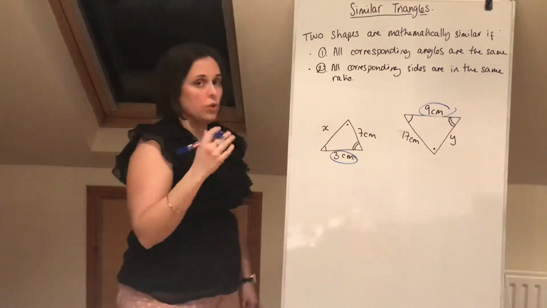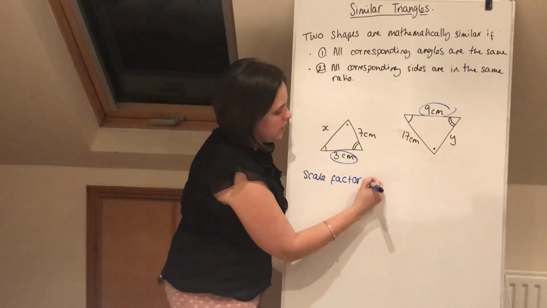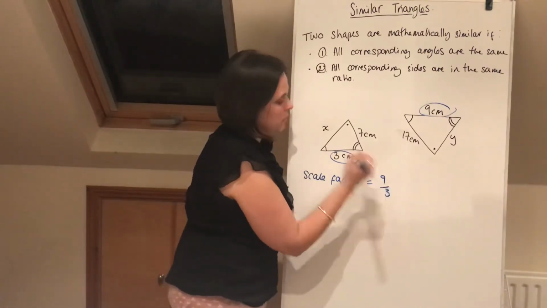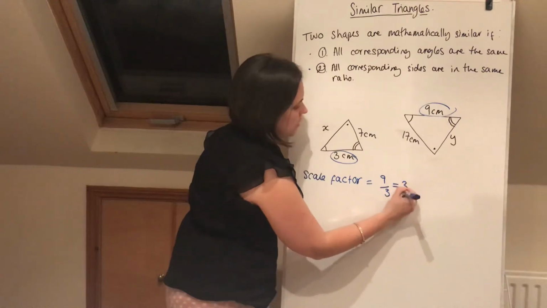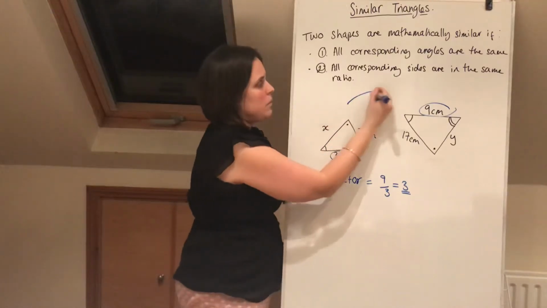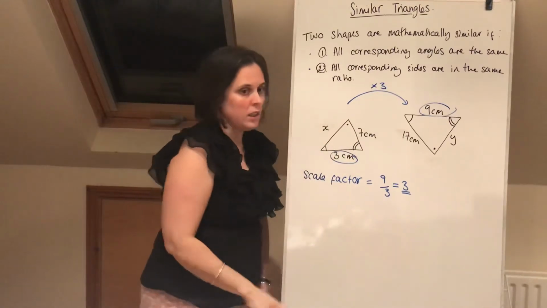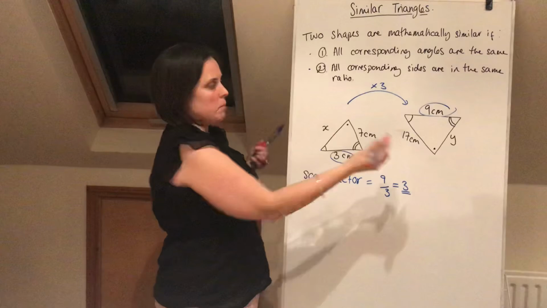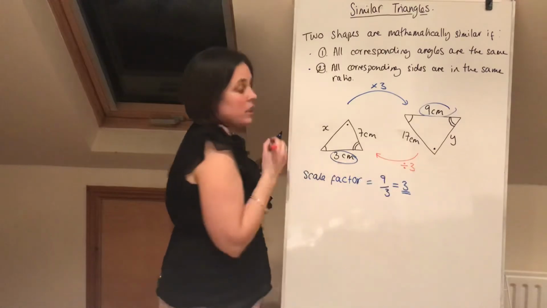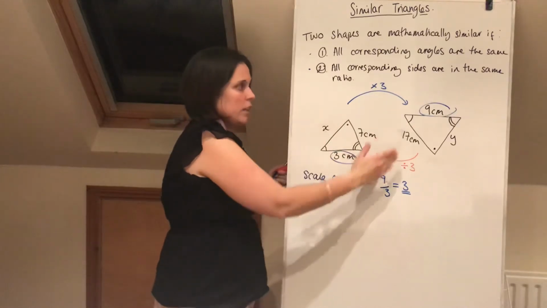Okay. Now, to find your scale factor, the easiest thing to do is to do the biggest side divided by the smallest side. So we're going to do 9 divided by 3. 9 divided by 3 is 3. So our scale factor is 3. So in other words, if I want to go from a side on the small shape to a side on the big shape, I need to multiply by 3. But importantly, if I want to go from a side on the big shape to a side on the small shape, I need to do the opposite. I need to divide by 3. All of the sides are in the same ratio, and that ratio, or the scale factor, is 3.